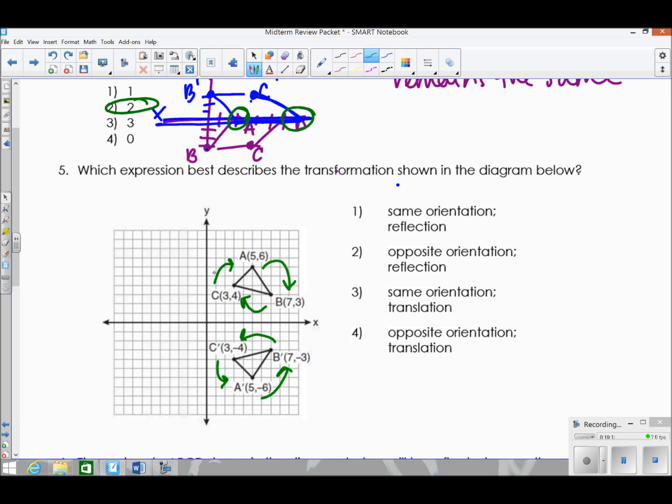So if you look, these arrows are going to the right, where these arrows are going to the left. So the orientation changed. So it can't be choice 1 or choice 3. So it's got to be an opposite orientation. And if you look, basically to go from triangle ABC to the prime triangle, I had to flip it. So this was a reflection. I know that translations can never be opposite isometry or opposite orientation. So right away, I looked at number 4 and knew that wouldn't work either.